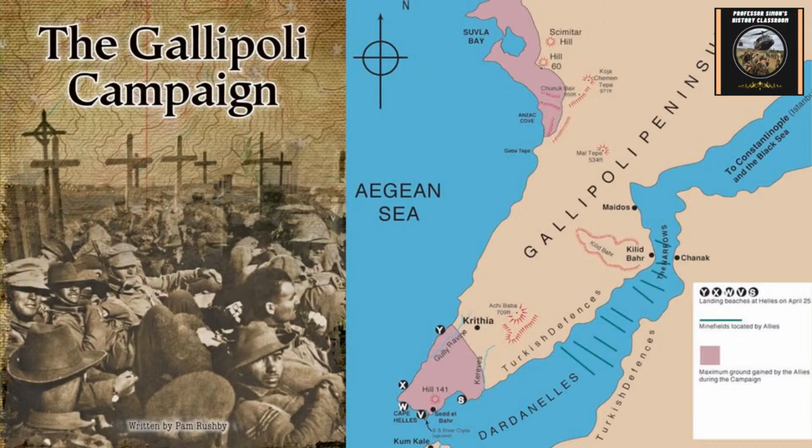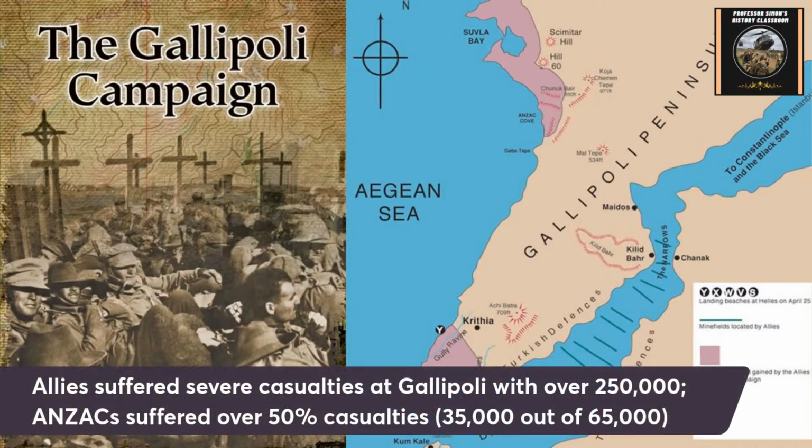Both sides suffered a lot. I think the total casualties at Gallipoli was over 250,000, like all the different allies that were involved in it. And like I said, the Anzacs suffered like over 50%. I think I calculated like 53% were either killed or wounded in the actual campaign. About 35,000 out of 65,000, which is pretty awful, you know.